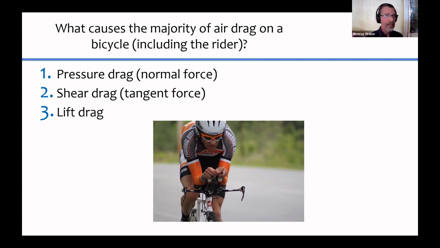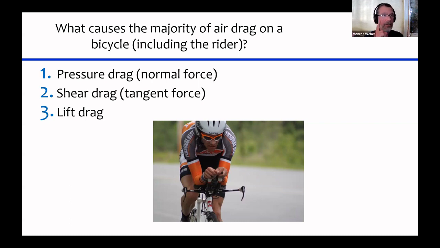Okay, so what did you learn from this? At this point, you're just taking Monroe's word for it. Pressure drag is a whole lot more significant for a bicyclist than shear drag. You have to have a very streamlined body before shear drag ends up being the more important thing. And our human bodies are not very streamlined.